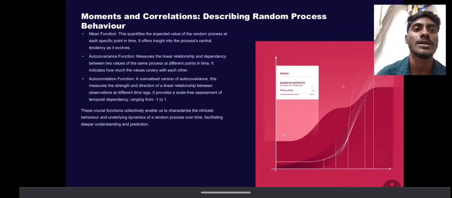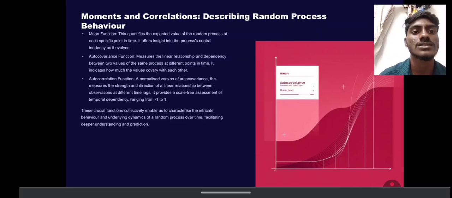The autocovariance function measures the linear relationship and dependency between two values of the same process at different points in time. It indicates how much the values covary with each other. The autocorrelation function, a normalized version of autocovariance, measures the strength and direction of a linear relationship between observations at different time lags. It provides a scale-free assessment of the temporal dependency, ranging from -1 to 1.